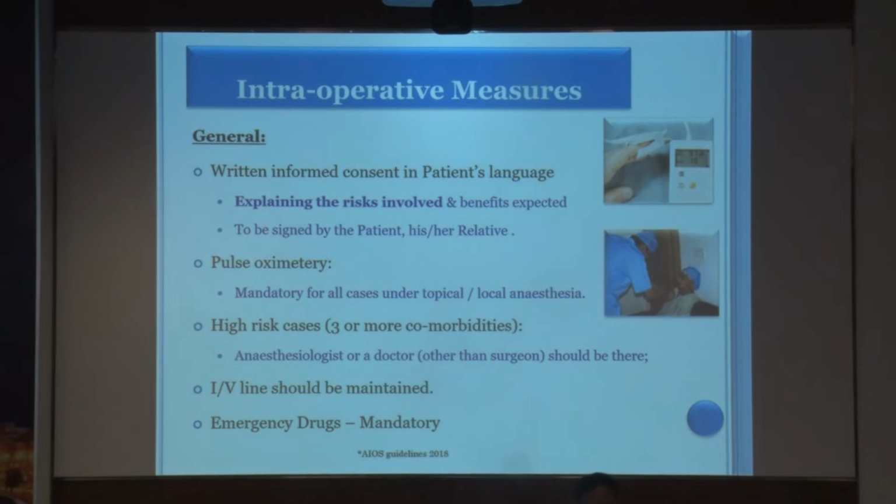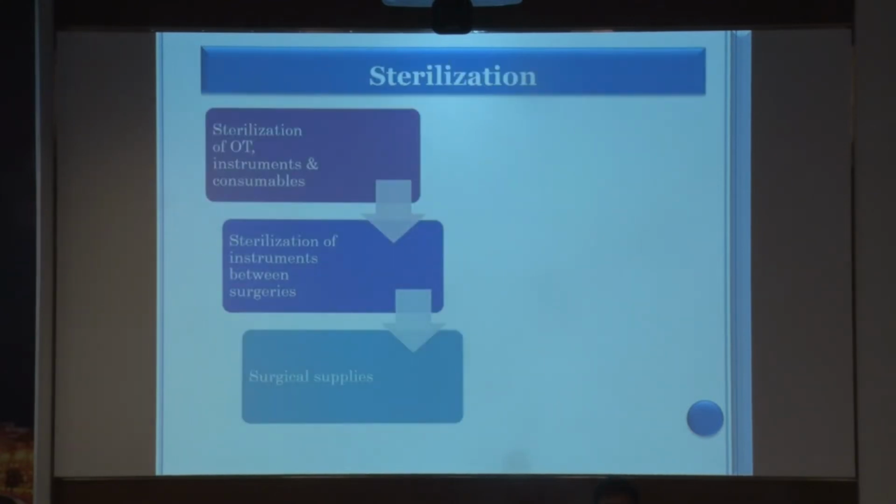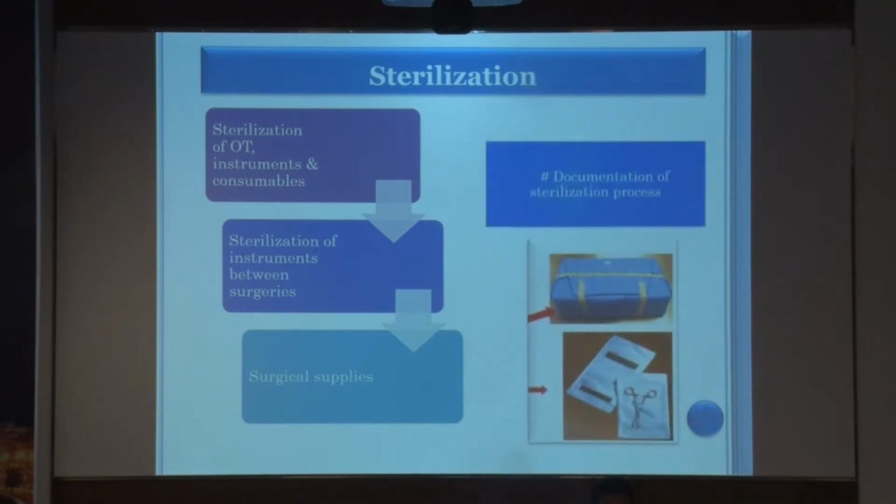You should take consent of the patient, and high risk and everything. Pulse oximeter should be done. The sterilization of OT should be maintained. That is very important. Then sterilization of instruments, plus sterilization of instruments in between procedures, that is again a very important thing.